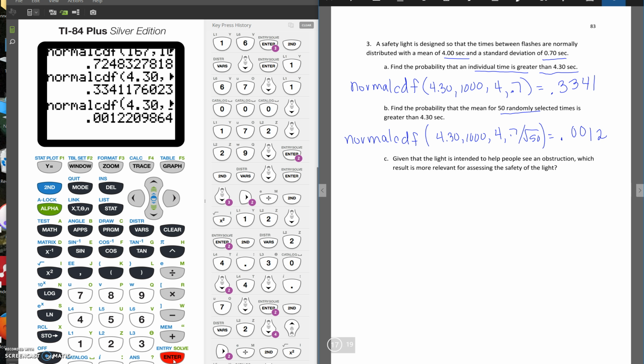So it says, given the light is intended to help people see an obstruction, which result is more relevant for assessing the safety of the light? Well, here, since you wouldn't be using groups of lights at the same time, we're just using one safety light per person, the individual, part A, would be more relevant here in knowing the probability that that light is working in the correct manner.